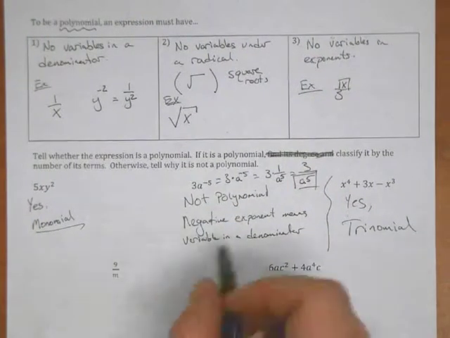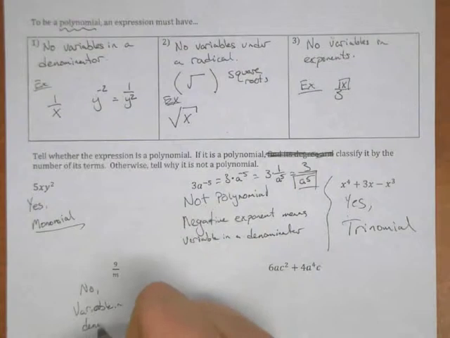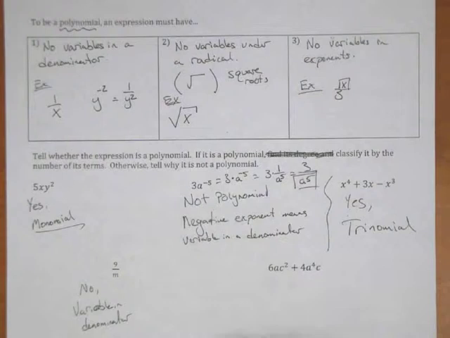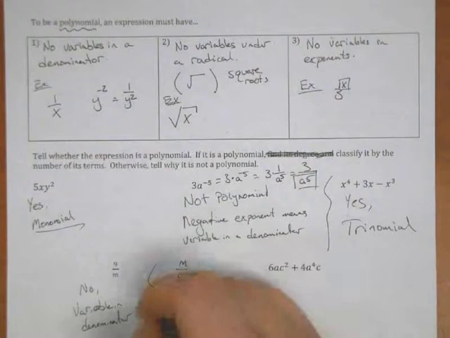Nine over m, well, it's just like this first one here. This is no variable in a denominator. Note that this contrasts with, if I made another example here, m over 9.